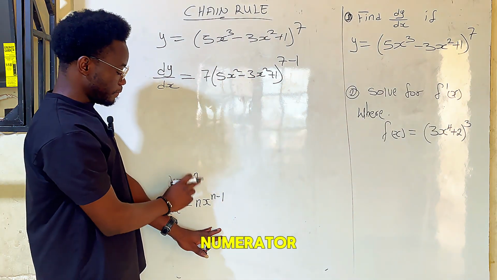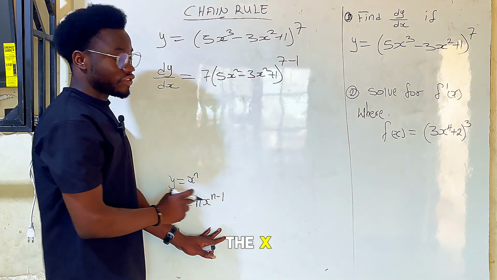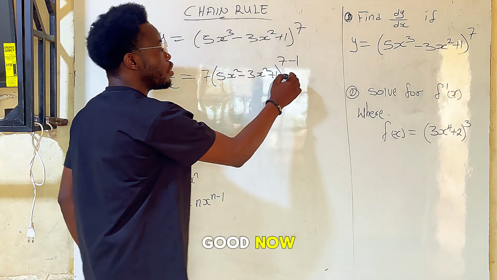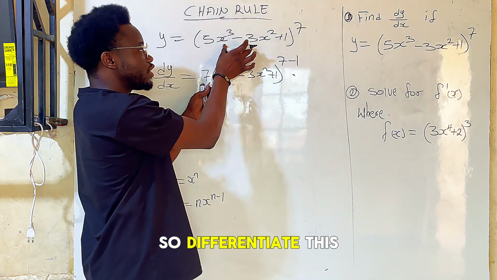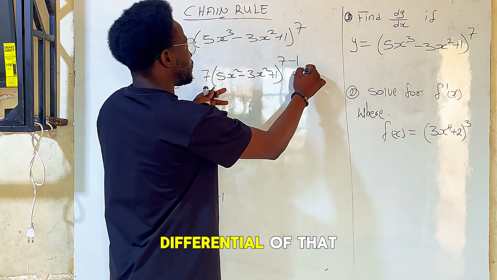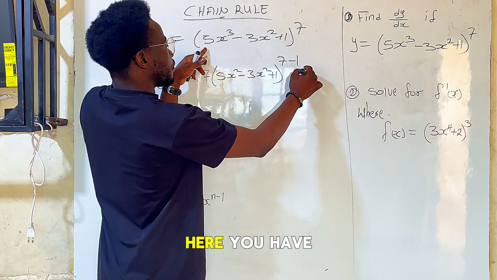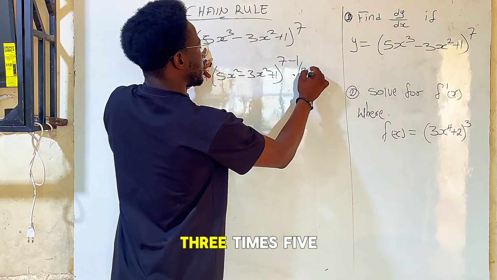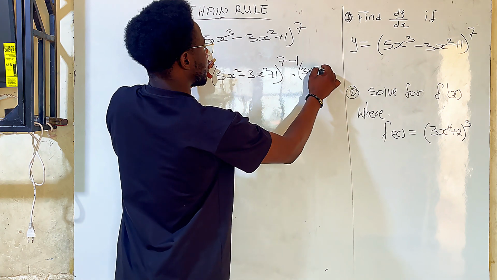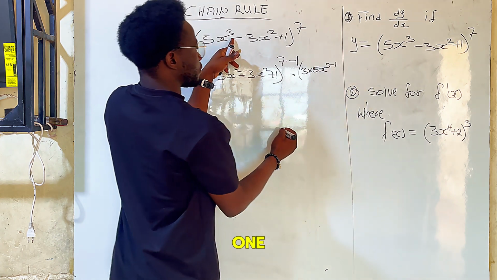Multiply by the exponent and subtract 1 from the exponent. And that is good. Now multiply by the differential of what is inside the bracket. So differentiate this, times the differential of that. So differentiation of each item here, you have 3 times 5 times 3 minus 1.